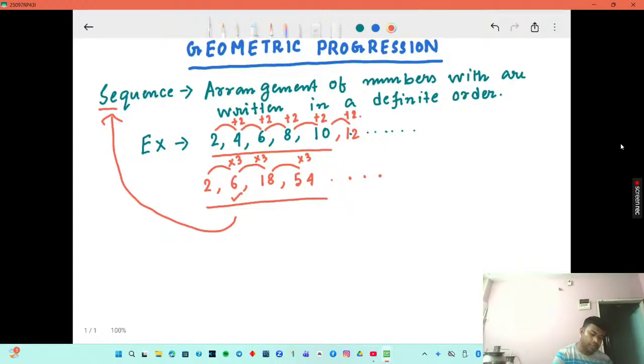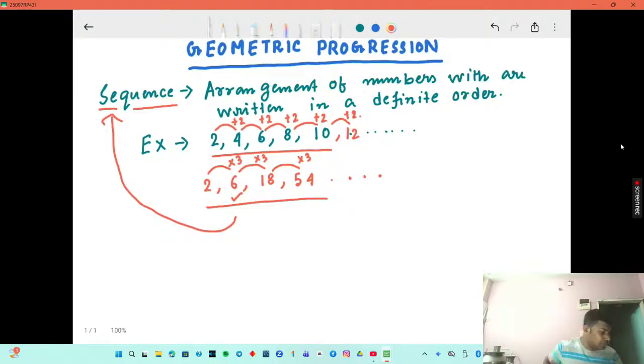So I think now you have understood what is a sequence, and you have to know it by heart. If someone asks you what is a sequence, you can definitely tell them: a sequence is nothing but an arrangement of numbers which are written in a definite order.